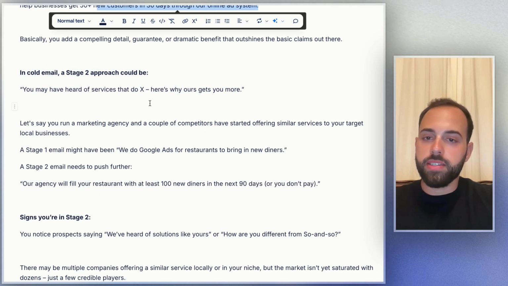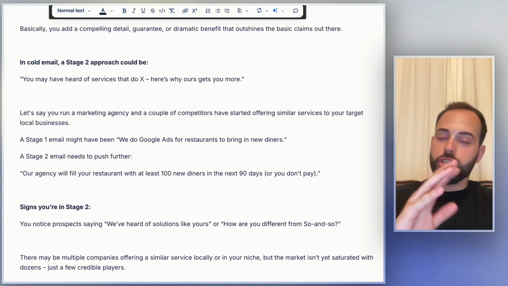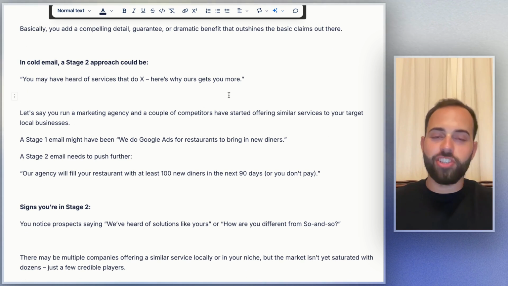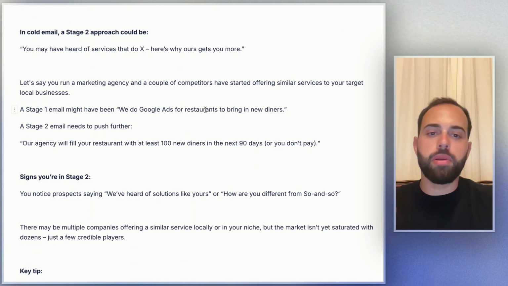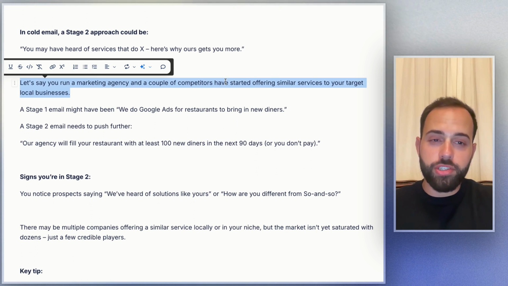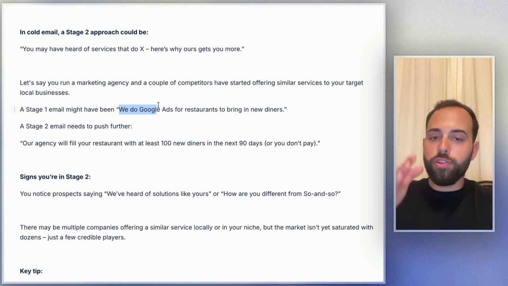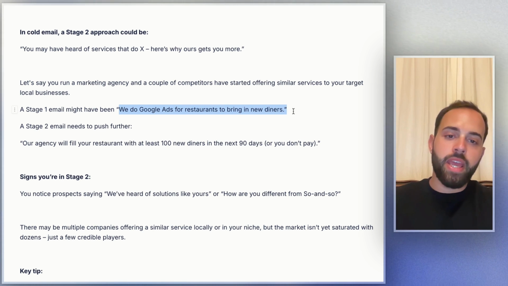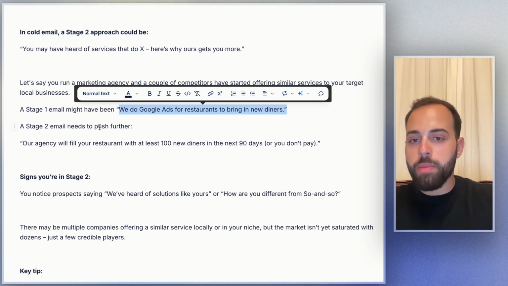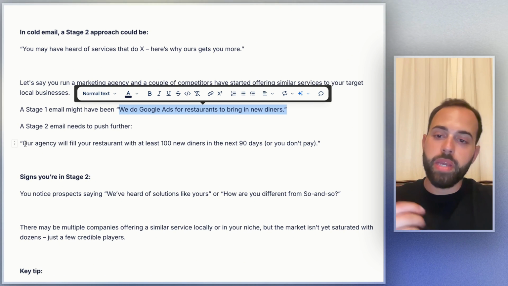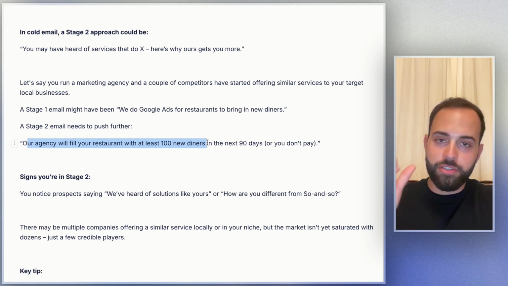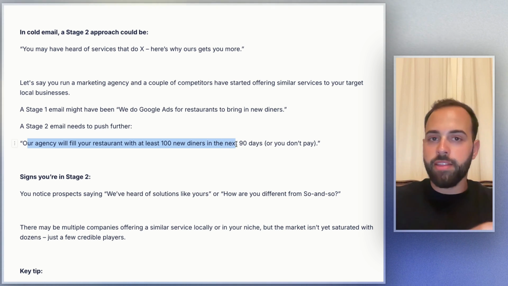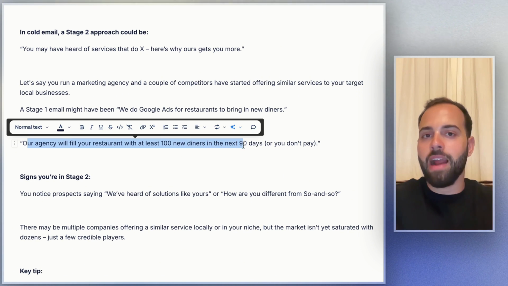So in cold email, a stage two approach would be, you may have heard of services that do X, but here's why ours will get you more. So let's say you run a marketing agency and a couple of competitors have started offering similar services to your target local businesses. A stage one email might be, we do Google ads for restaurants to bring in new diners. A stage two email needs to push a step further, meaning our agency can fill your restaurant with at least 100 new diners, quantifiable end result, in the next 90 days, time frame, or you don't pay, guarantee.